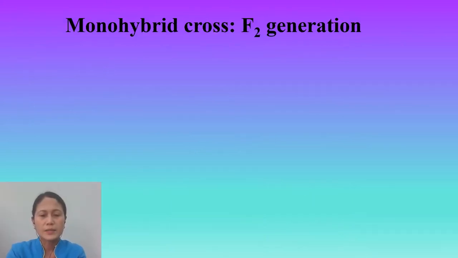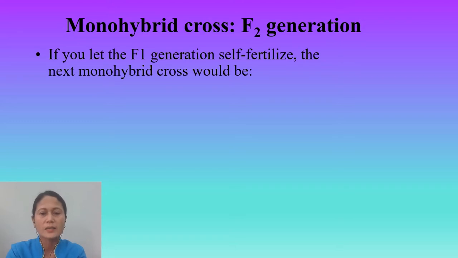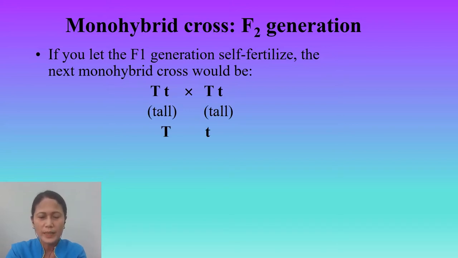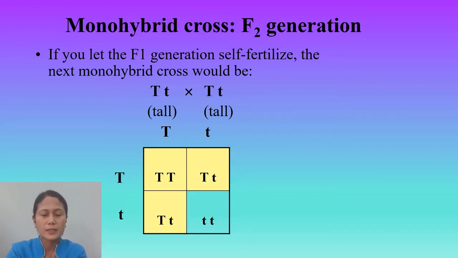So now, what happens if we do a monohybrid cross? Mono means we will be considering one trait. Hybrid means that each trait will contain different characteristics, such as if we let one generation self-fertilize, the next monohybrid cross would be between heterozygous tall and another heterozygous tall plant. So we have the genotypes determined as one big T and one small t for father, for example, and another like that also for the mother. Then we draw our Punnett square with these corresponding genotypes.